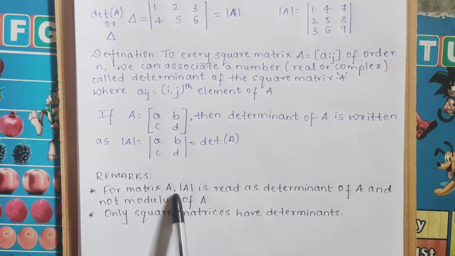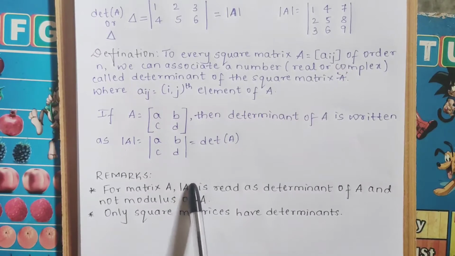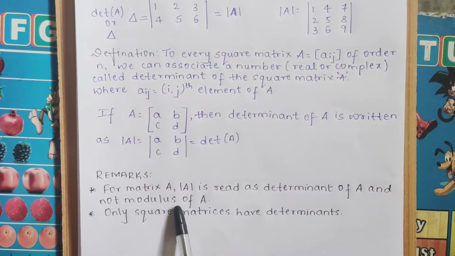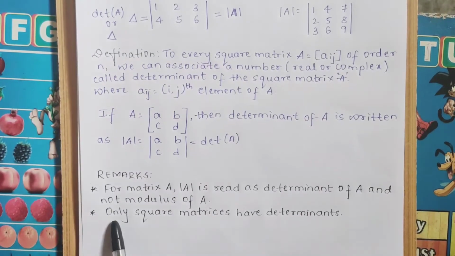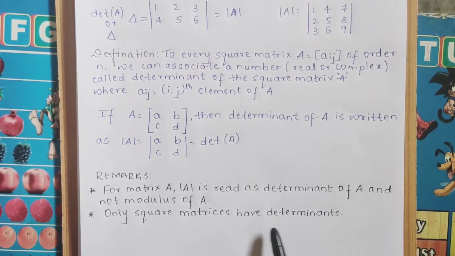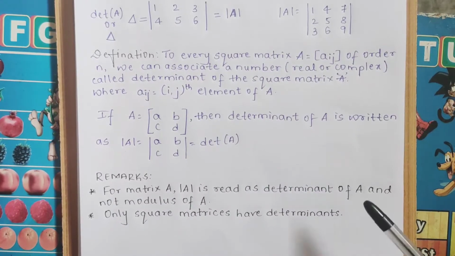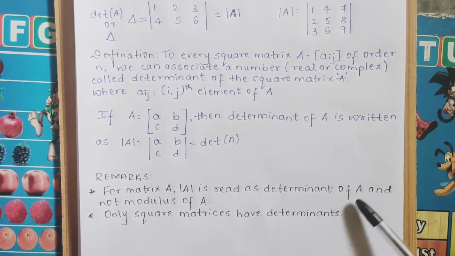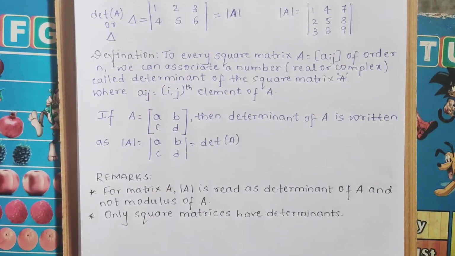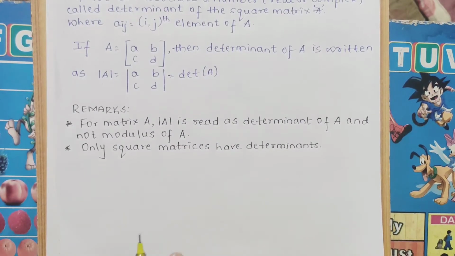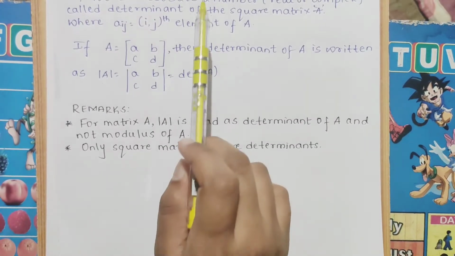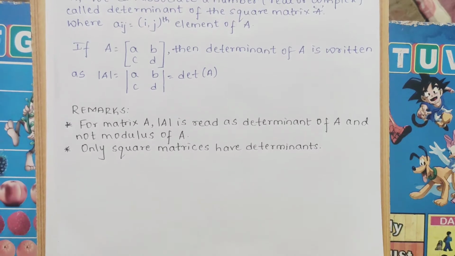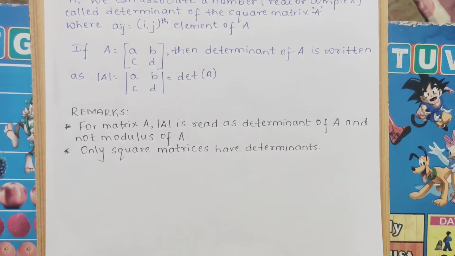For matrix A, determinant A, which I have written in a sentence, is read as determinant of A and not modulus of A. And one more I have given: only square matrices have determinants. Remember both these points whenever you are solving for determinants. So we are clear with the definition of determinant and its remarks, and mainly why determinants were introduced.